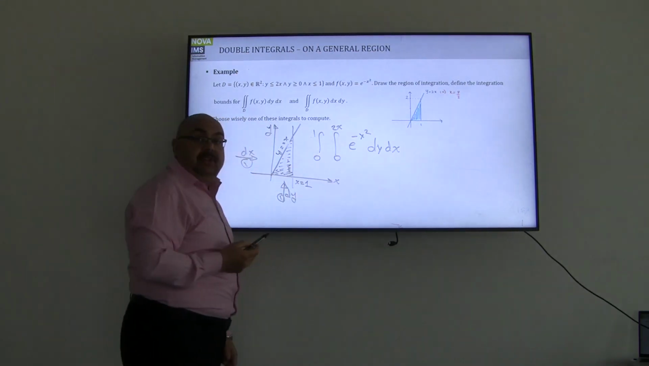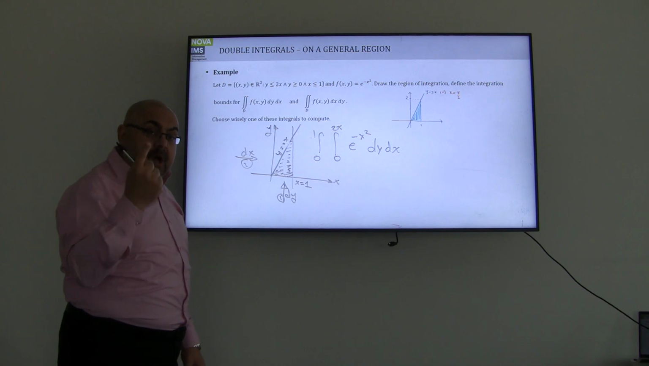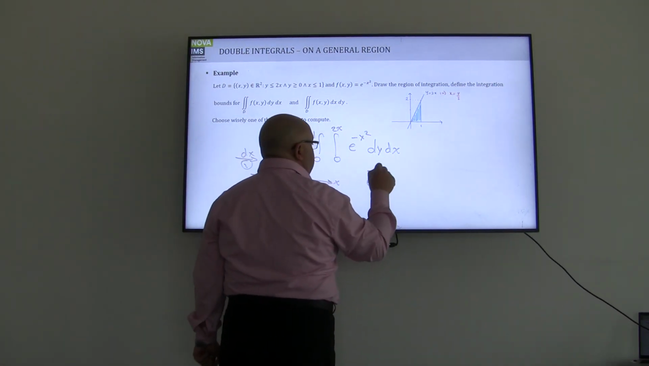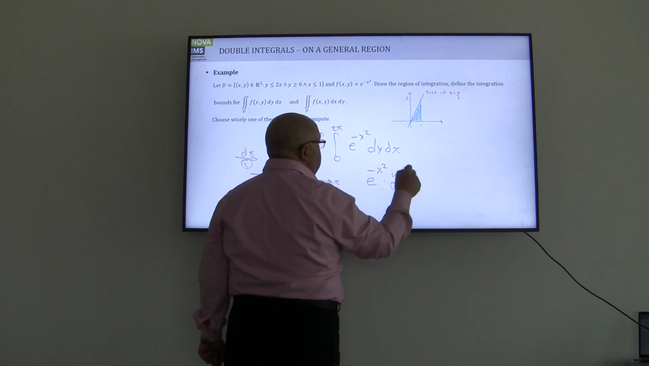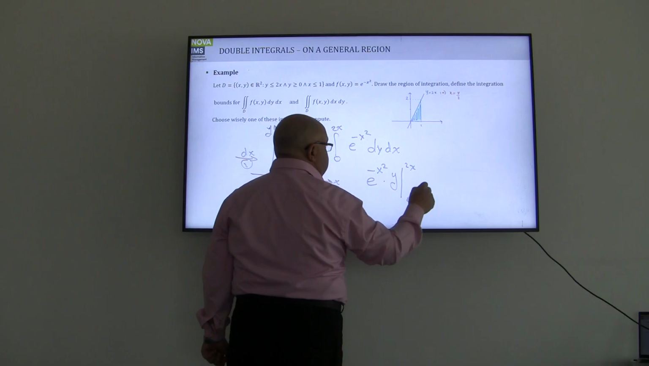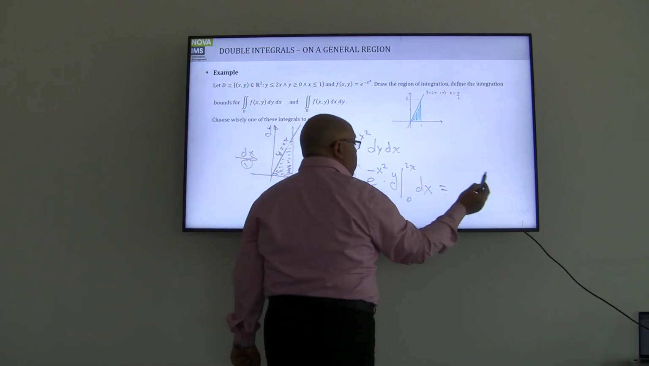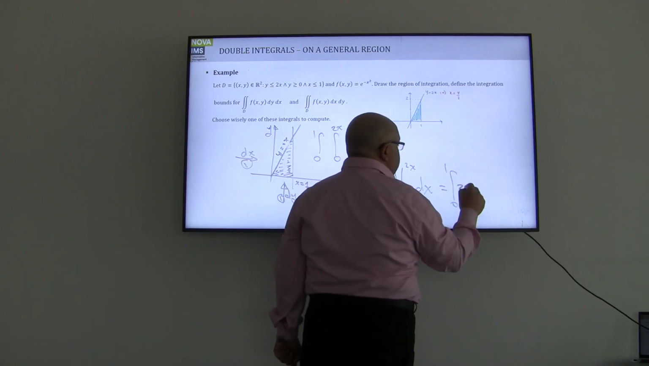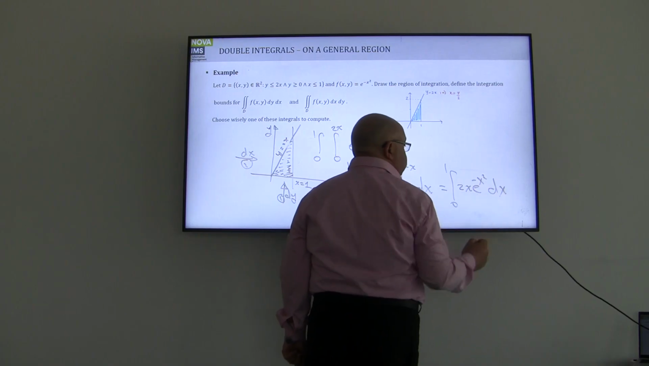Now I can integrate. Integrating with respect to dy will leave you with y. So it's going to be e to the power of negative x squared times y. Replace y by 2x minus 0, then finish up with dx from 0 to 1. So once you do this, it's going to be the integral from 0 to 1 of 2x times e to the power of negative x squared with respect to dx.